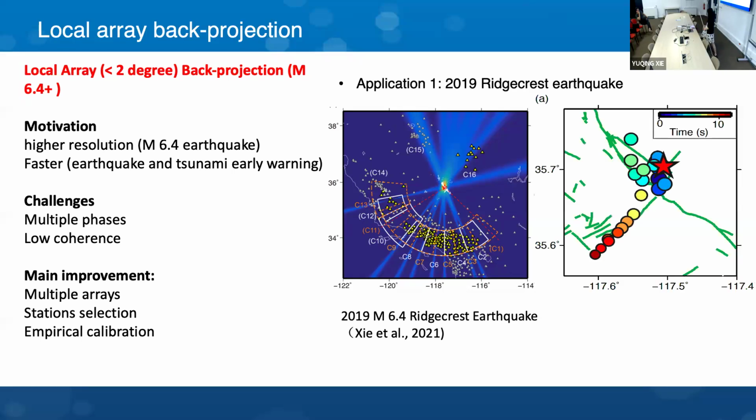It works for the Southern California network because it's very dense. So we can image a magnitude 6.4 Ridgecrest earthquake. Without this method, this earthquake would look like a point source at teleseismic distance. From here, we can roughly see that the earthquake ruptured this branch first and then transitioned to this branch.